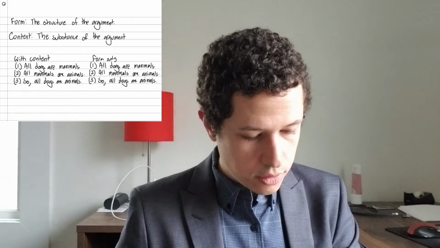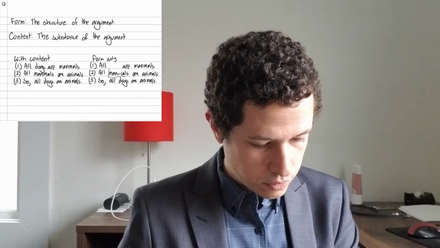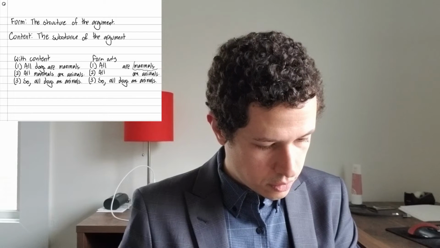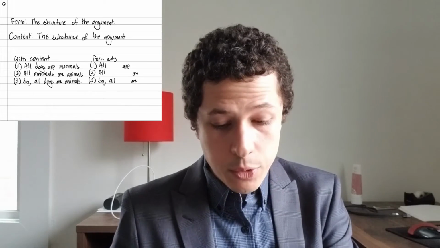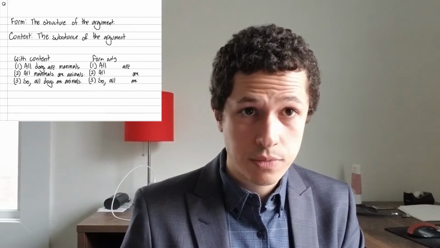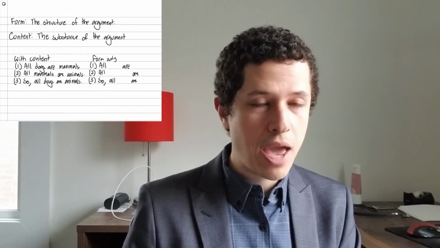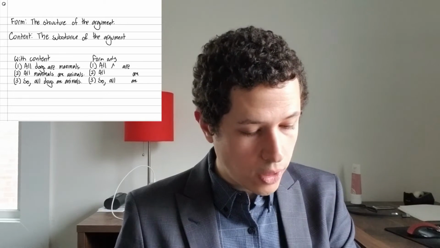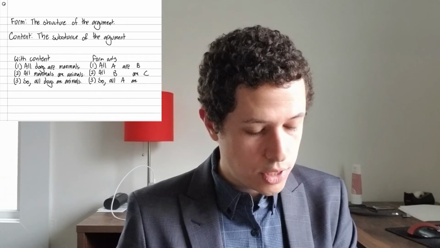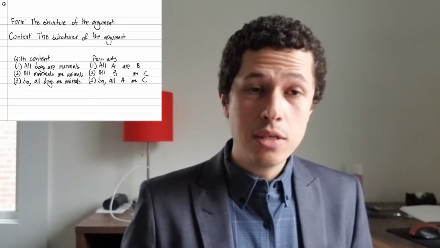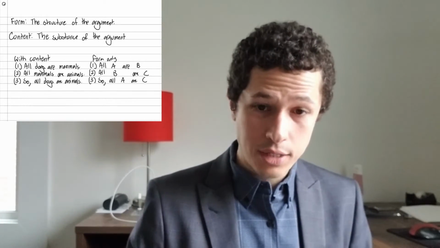If we strip away that content, what we will be left with is the argument's form. So I'm going to get rid of the words dogs, mammals, and animals. And I'm going to replace those with letters, right? And I'm going to be consistent throughout, right? So I'll use the letter A for dogs, B for mammals, and C for animals. And what we're going to have is all A are B, all B are C, so all A are C. And now, as we can see, this is the argument's logical form. It's what remains after we strip away the content.